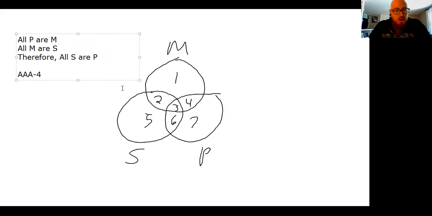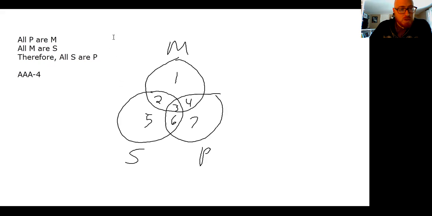Now, if it's helpful, just look at what you have here. With the major premise, you're only focusing on these two circles between P and M. So pretend that this S circle just isn't there. Likewise, when you're looking at the minor premise, you're only focusing on these two circles. So pretend that this P circle is not here when you're dealing with the minor premise, and that this S circle isn't here when you're dealing with the major premise. Think about it that way.